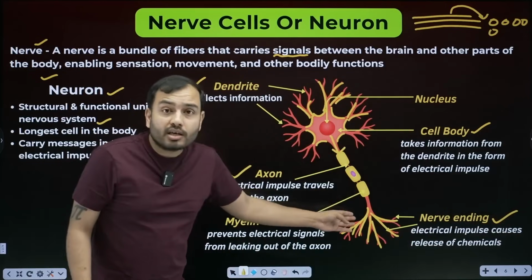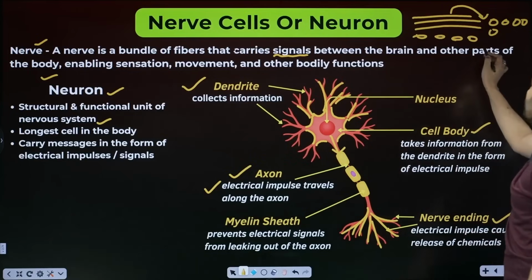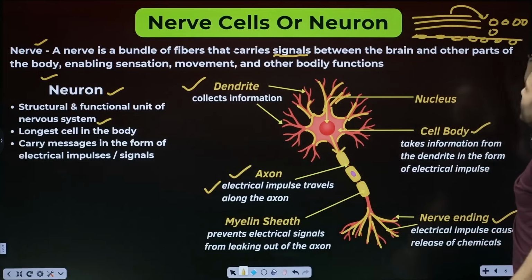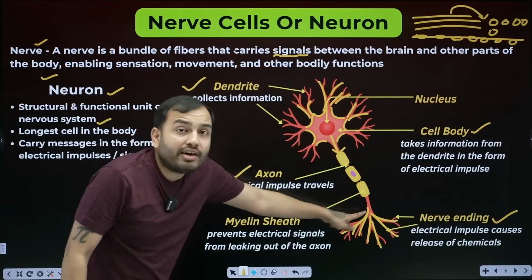Now after this, what will happen? Another cell will come. After one cell, the second cell, then the third, fourth, and like this, millions of cells together will make a wire. Inside this wire, there are a lot of cells. Now what will this nerve ending do?